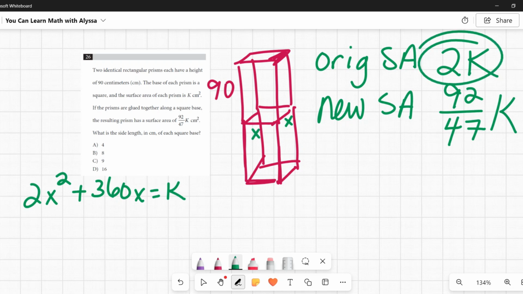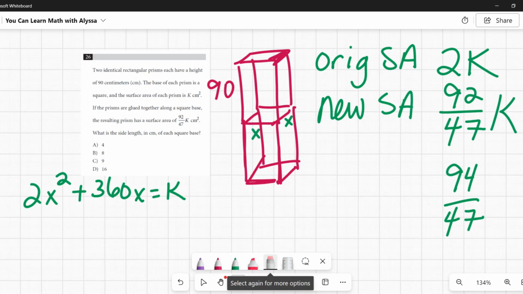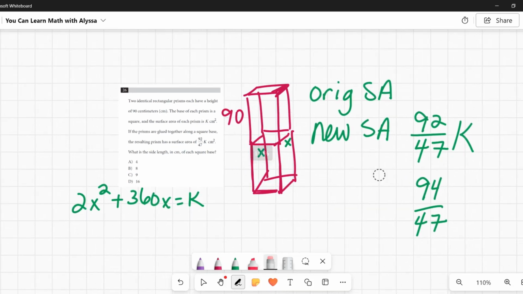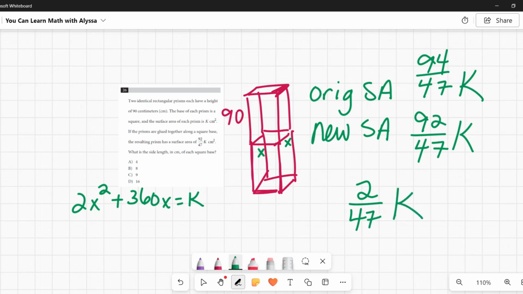If I change 2 into 47ths, I would need to multiply 2 times 47 over 47, and I would get 94/47. Okay, so when they were separate, they had a surface area of 94/47 k, and I'm going to write that up here. And now they have 92/47 k. So if we subtract 94 minus 92, we can see it has changed by 2/47 k.